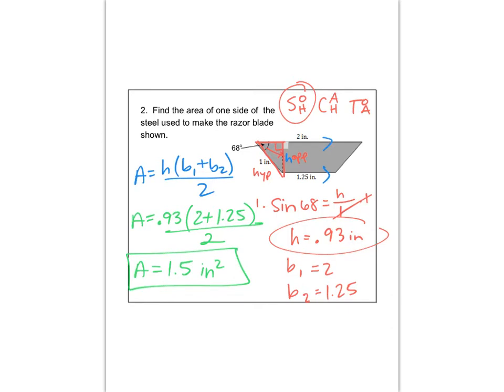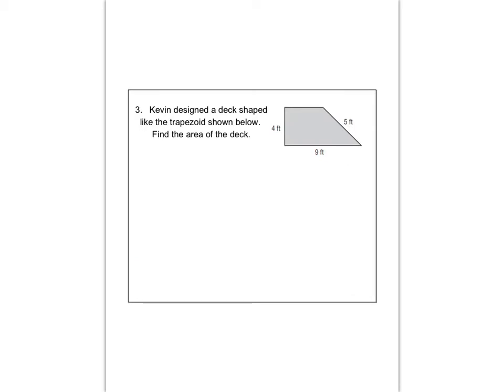Let's do one more trapezoid. So Kevin designed a deck shaped like the trapezoid shown below. Find the area of the deck. All right, so it does say it's a trapezoid, so we have one set of parallel sides. The problem is we don't know one of the bases. One base I can see is 9, but the other base, I don't know what the other base is.